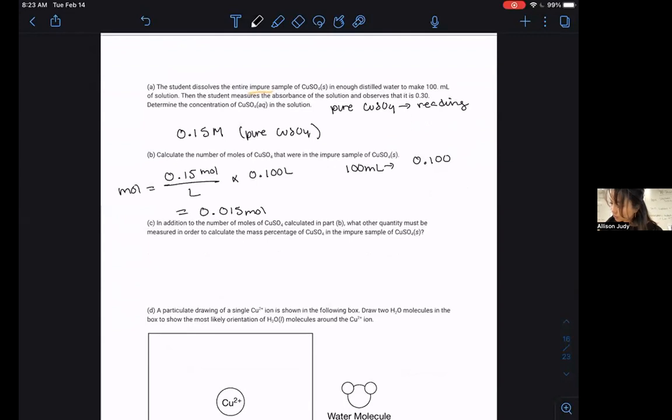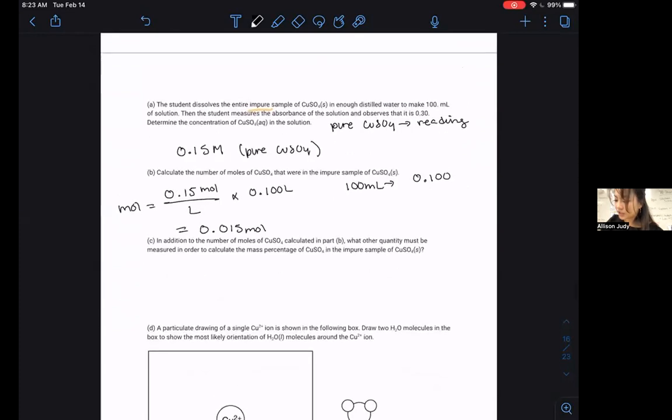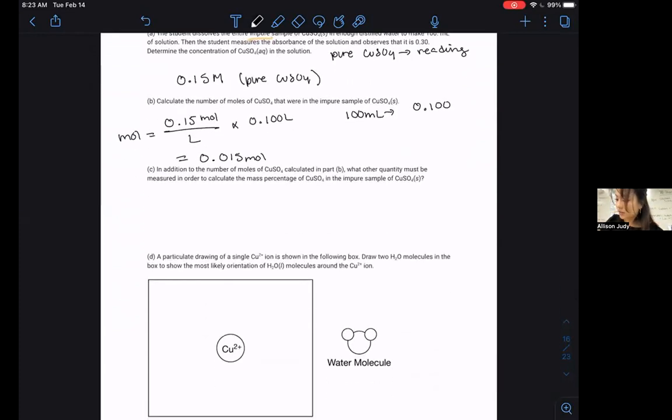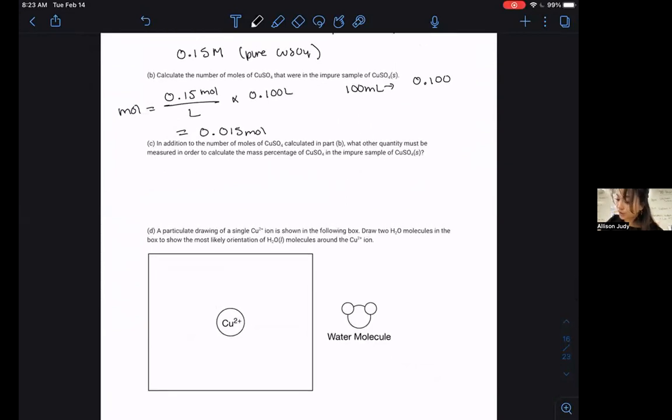C, in addition to the number of moles of CuSO4, calculate in part B what other quantity must be measured in order to calculate the mass percentage of CuSO4 in the impure sample. Oh, this was definitely a test question in another unit because you technically didn't need to understand all of this to do the math. So for those of you that had one of the versions in the Unit 1 test FRQ, here's a walkthrough of it now from Unit 3 that offers you a little bit more background on the concept behind the experiment where you were applying the math that you learned in Unit 1.